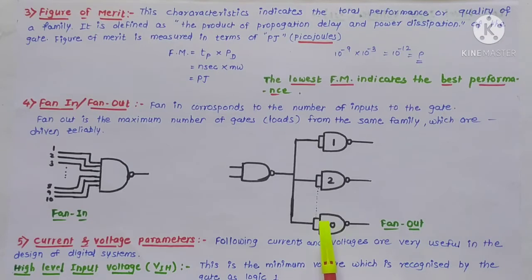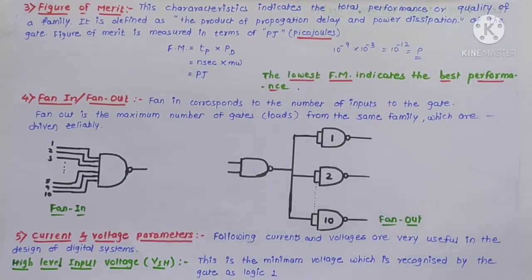Here in another diagram you can see fan out. Fan out is the maximum number of gates or loads from the same family which are driven reliably. Fan out is also known as loading factor. For example, in case of TTL, transistor transistor logic, fan in and fan out is 10. That is, a maximum of 10 TTL gates can be connected to the output terminal of a TTL gate. Okay students?